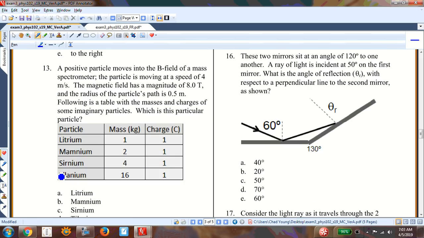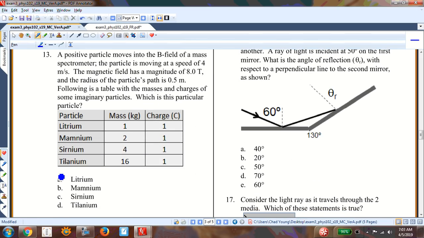A positive particle is in a B field of a mass spectrometer, moving with a speed of 4 meters per second with 8 Tesla and a radius of 0.5 meters. What is this particular particle? And of course, these numbers are not real. You would have, that's a pretty big magnetic field. That's a slow speed. The radius is reasonable. The radius in some of these things are centimeters, although you can make it as big or small as you want. So my cyclotron equation, mv over qB.